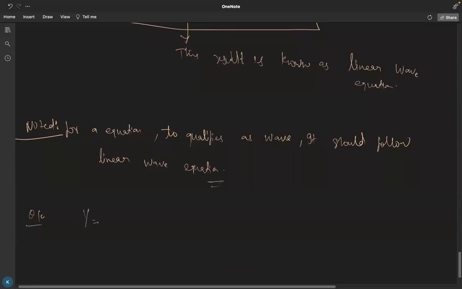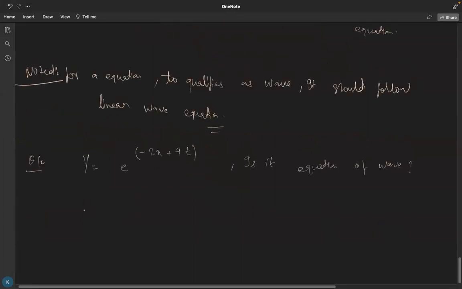So there is an equation, y = e^(-2x+4t), and the question is: is it the equation of a wave or not? Whenever you have to ask whether it is an equation of wave or not, you have to verify whether it qualifies the linear wave equation. So let me write the solution: ∂²y/∂t² = v² ∂²y/∂x². This thing you have to check.